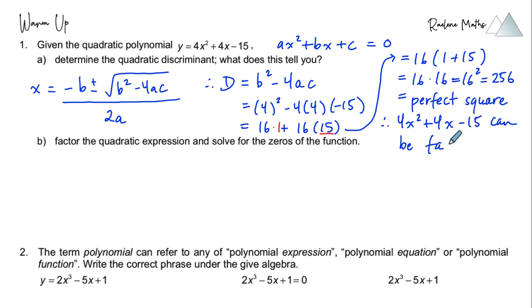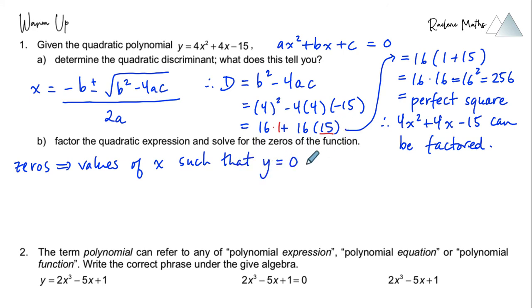Because this quadratic expression can be factored, let's solve for the zeros of the function by factoring. The zeros of the function is just another way of saying the values of x such that the function value, or the y value, is 0. Substituting y equal to 0, we get 4x squared plus 4x minus 15 equals 0, and we know that this can be factored, because the quadratic discriminant is a perfect square, which means we have no radicals left in our roots, zeros or x-intercepts of the quadratic function.